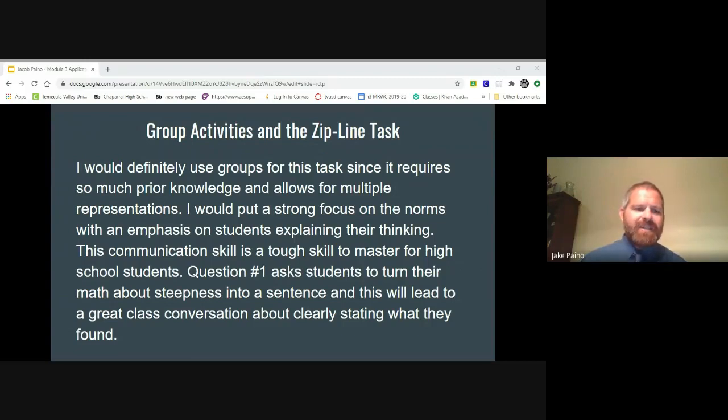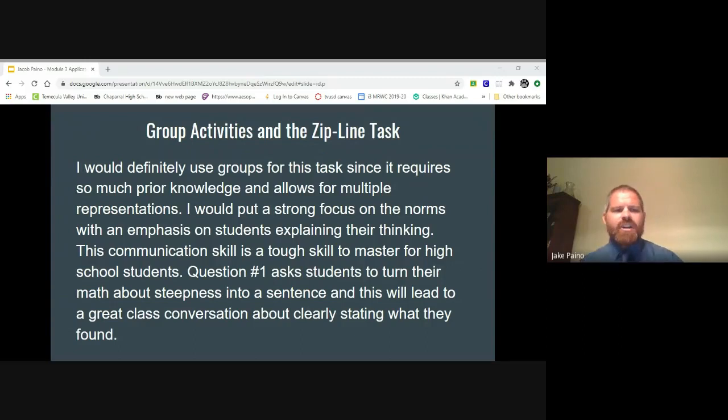How does the steepness of this line represent a rule or regulation? They could talk about slope, they could talk about angle measurements, but they need to be able to put their math into context. So group work, bouncing ideas, making sure what they're saying makes sense. Group work is needed for this task.